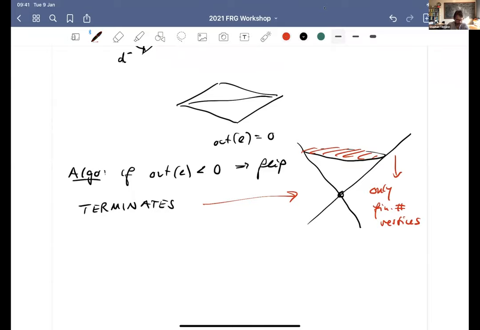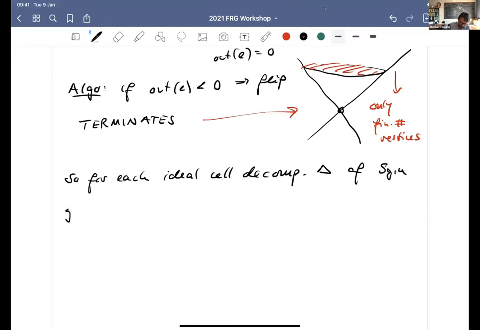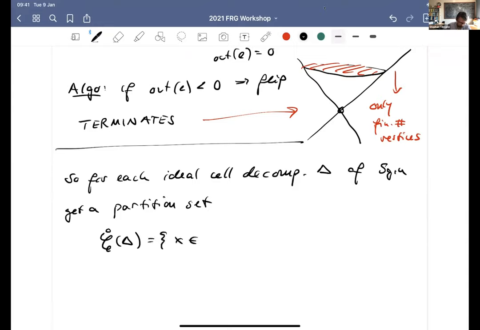Okay, so for each ideal cell decomposition, say delta of S_{g,n}, get a partition set, because I'm done with this here. So let's call this C circle delta, which is now all points in your doubly decorated Teichmüller space of your surface, such that the canonical cell decomposition that you get associated to this point is really the cell decomposition that I've given you.